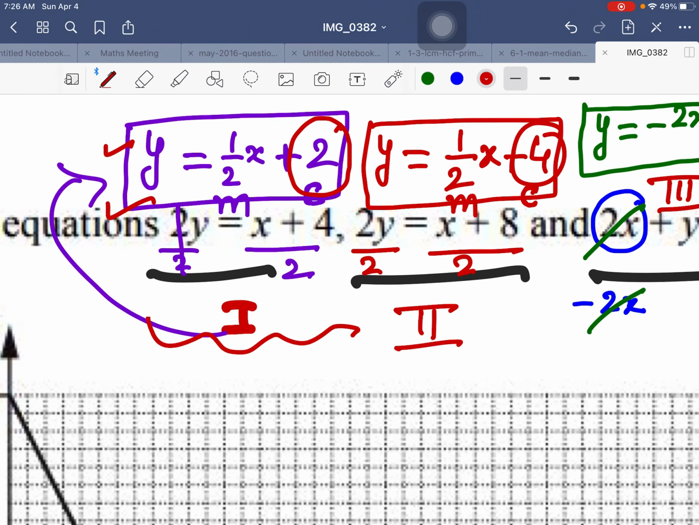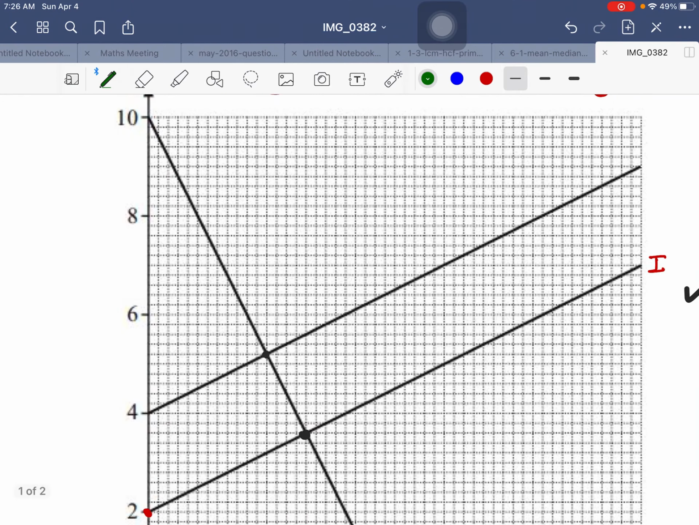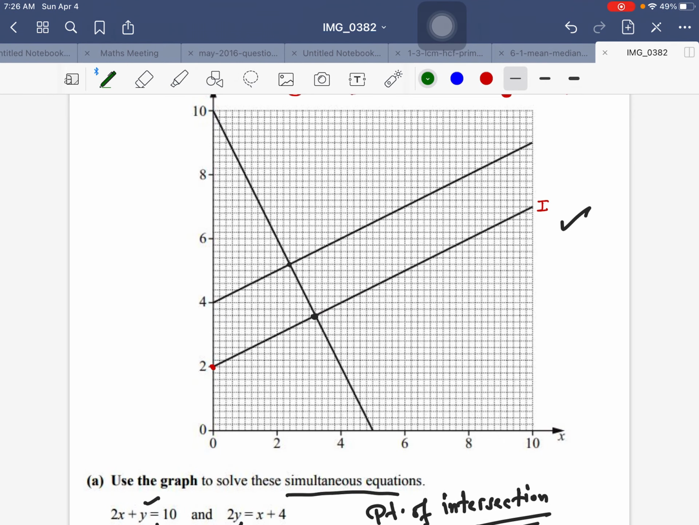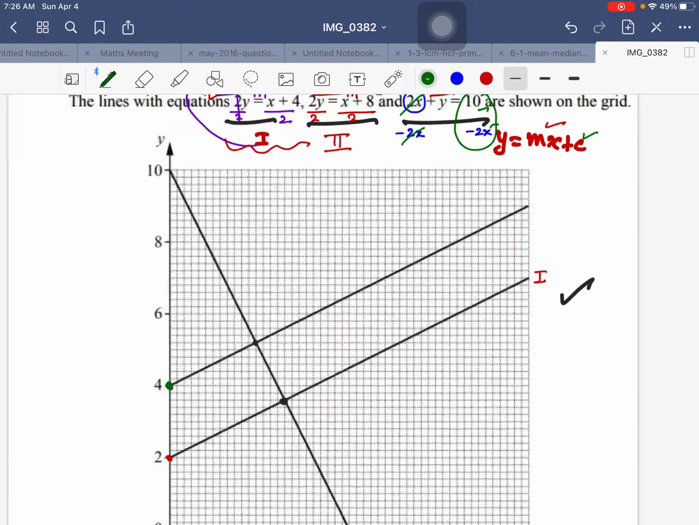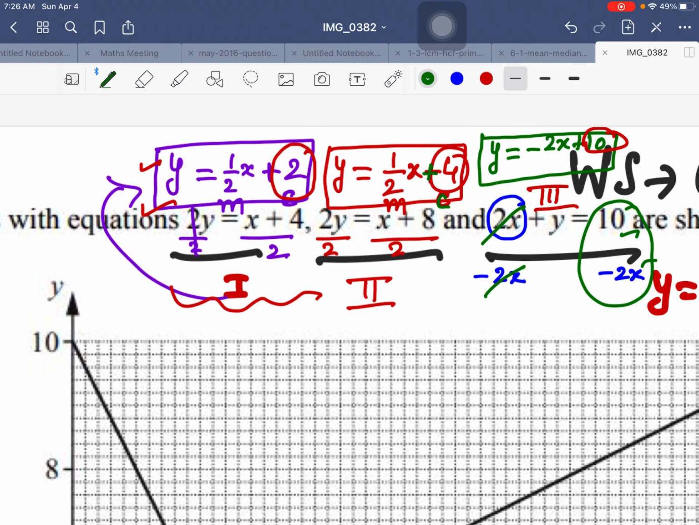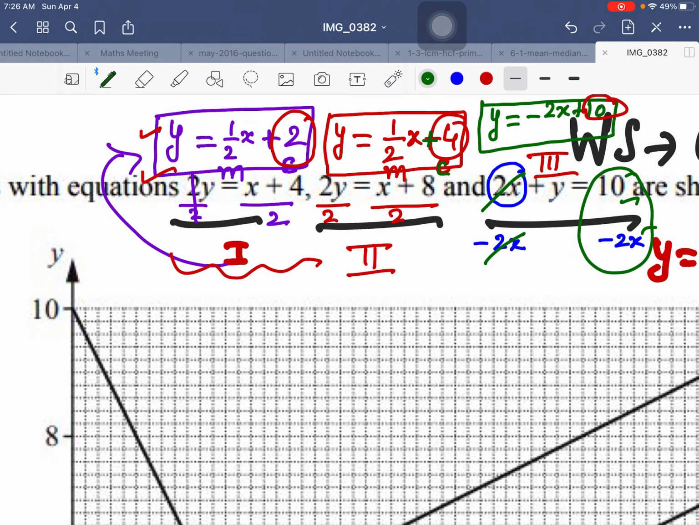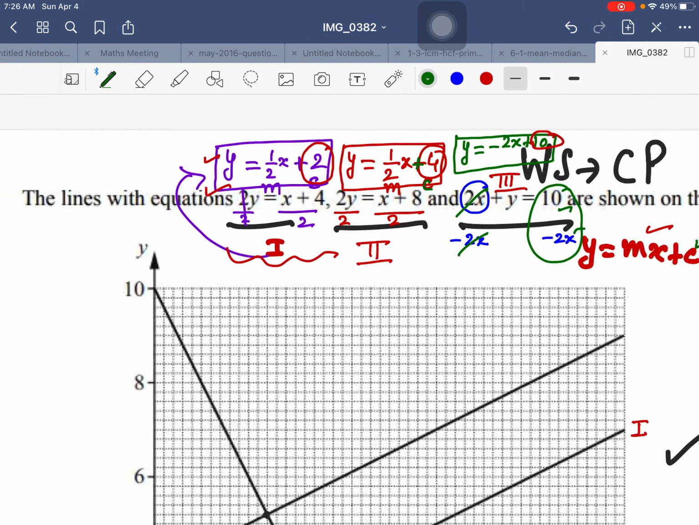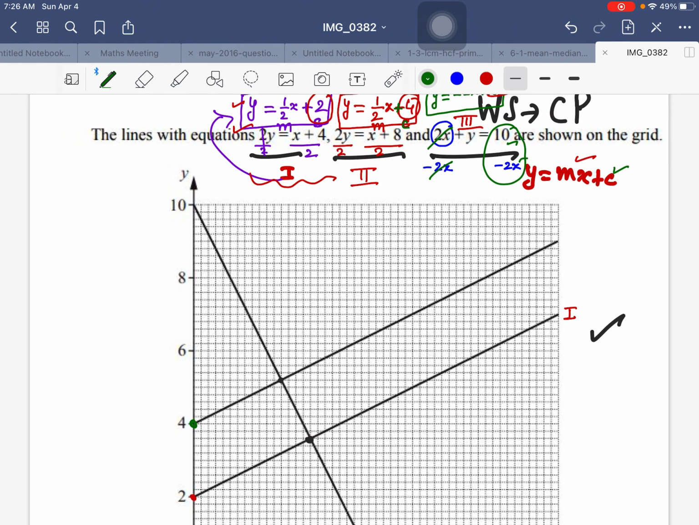Okay. Likewise, in the second equation, look at the y-intercept here. Here y-intercept is positive 4. Look for the 4 on the y-axis. 4 is here. So that means the second equation, which was 2y equal to x plus 8, I changed into y equal to half x plus 4. This second equation is nothing but here. This one is second equation.